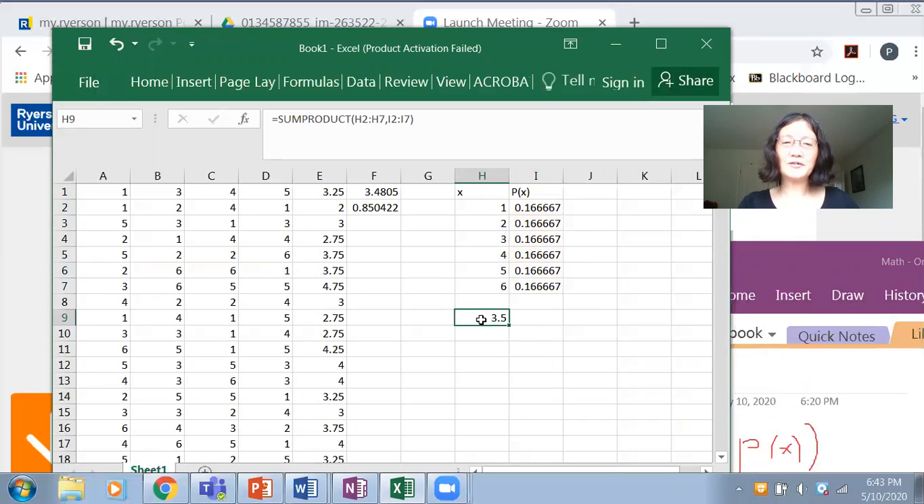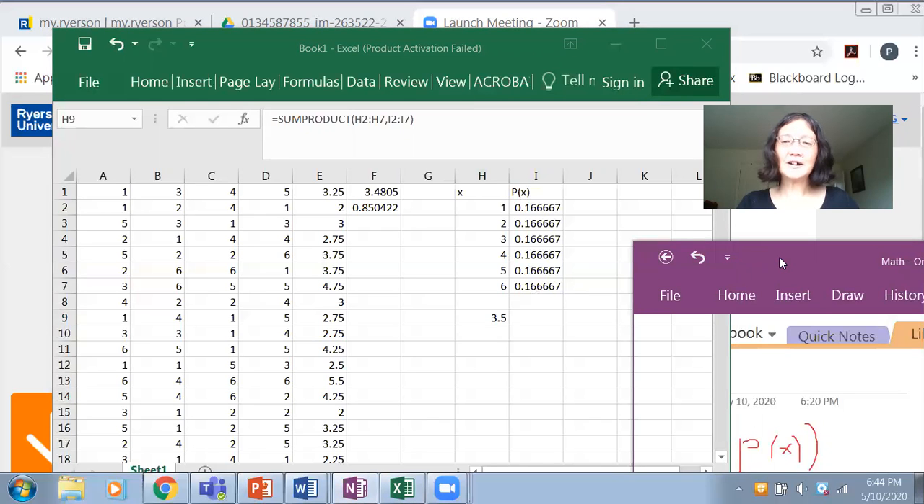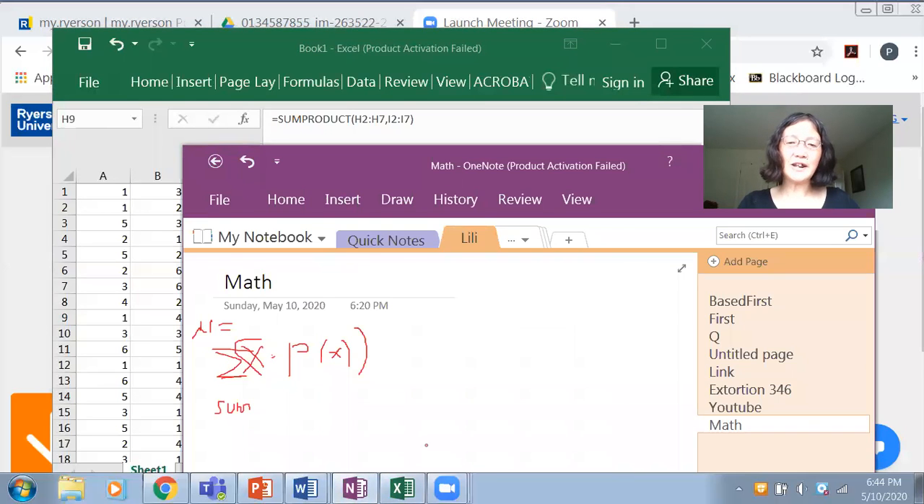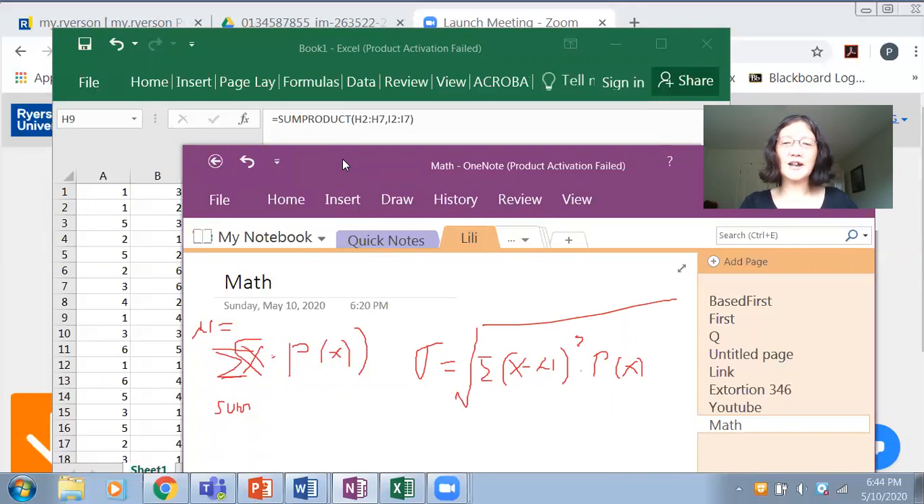And I got 3.5 as the mean of this discrete probability distribution. Now calculate the standard deviation. The standard deviation sigma is equal to x minus mu, squared, multiplied by the probability of x. Add them all, take the square root. So that is the standard deviation.